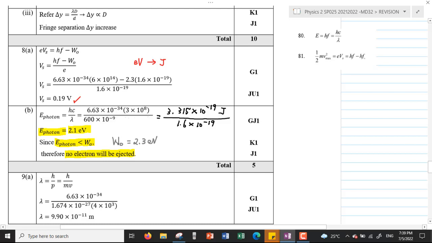So the value is less than work function, so there will be no photoelectron ejected.